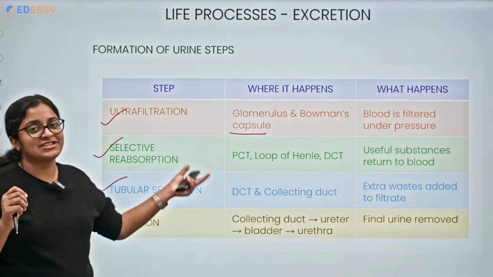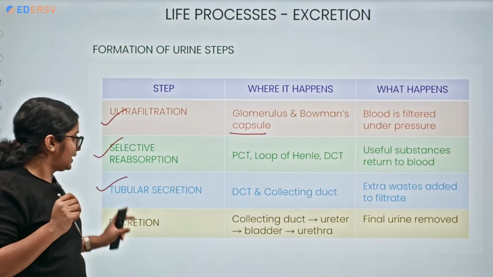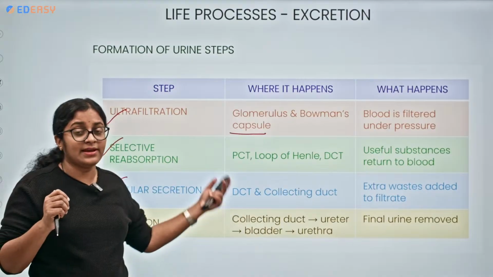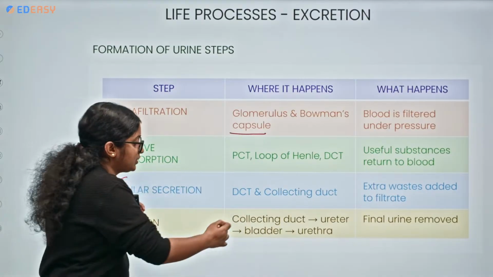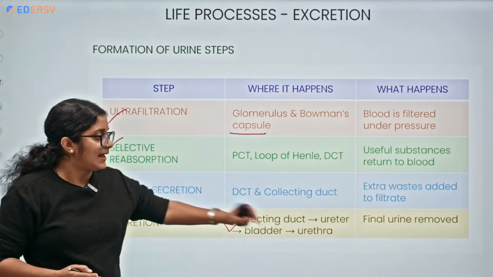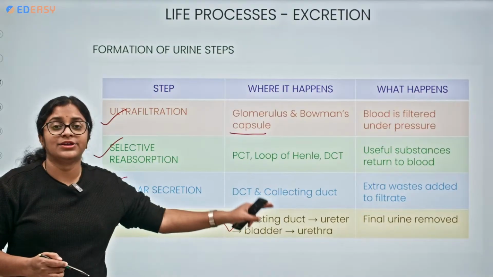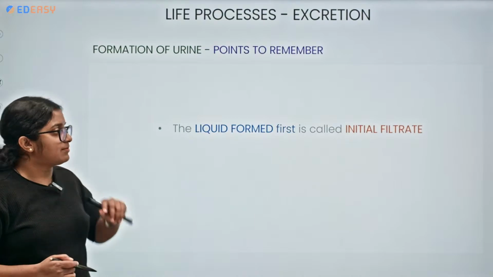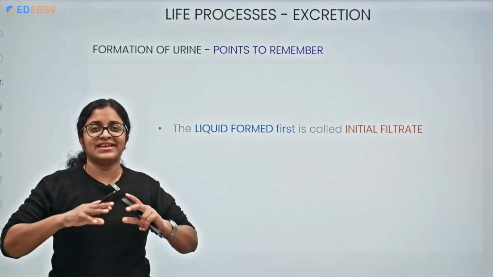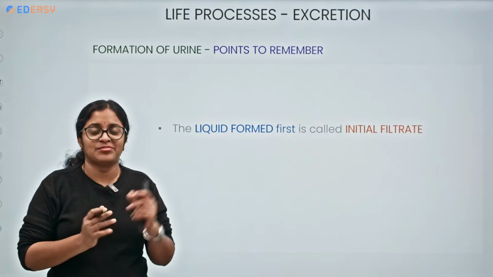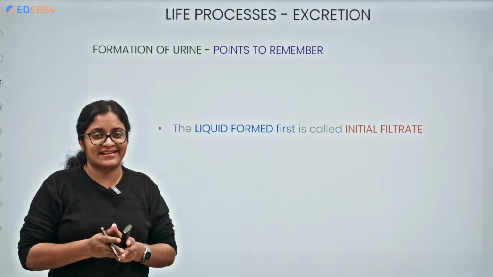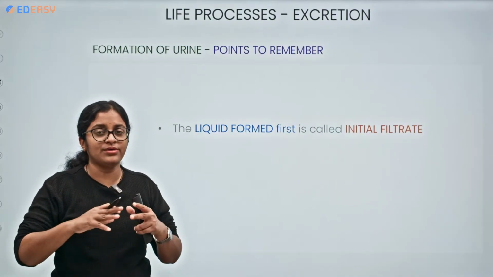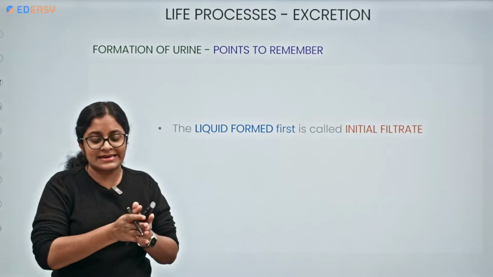Final adjustments within the urine are made over here, and excretion is from where? From the collecting duct to the ureter, to the urinary bladder and urethra. The final urine is getting eliminated. So there are certain points to remember over here. Let me briefly tell them once again. Previously I have explained it elaborately for you, now I want to discuss only in a crisp manner.